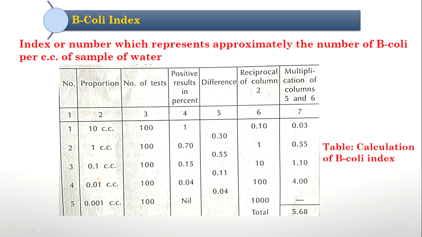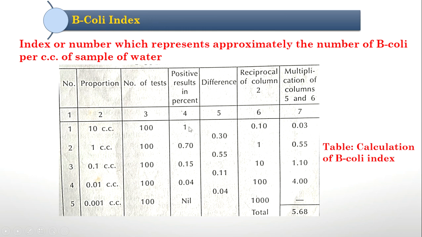Here you can see, we will first take the proportion. We will take the dilution. First, 10 cc is taken. 10 cubic centimeter of water is diluted with some sterilized water. So this is the first dilution. We will do 100 tests using the same sample. 100 presumptive tests using the same sample. The same procedure will be followed.